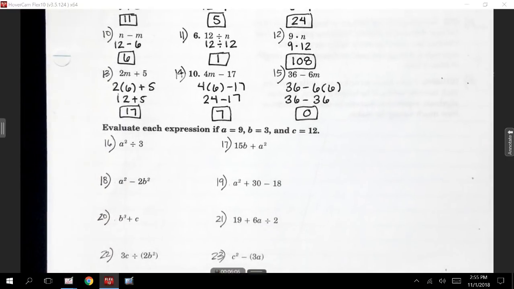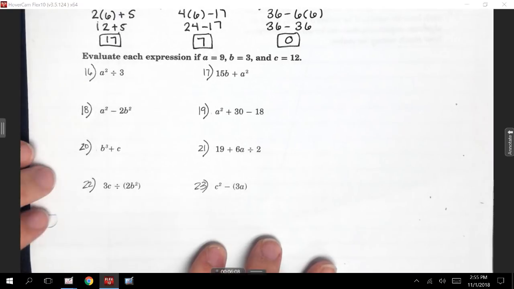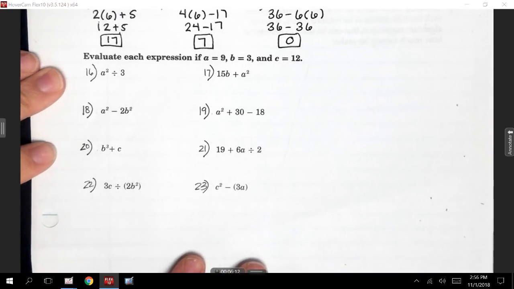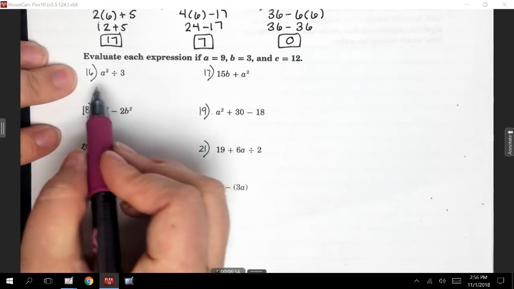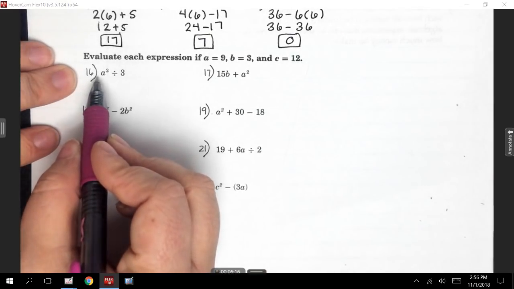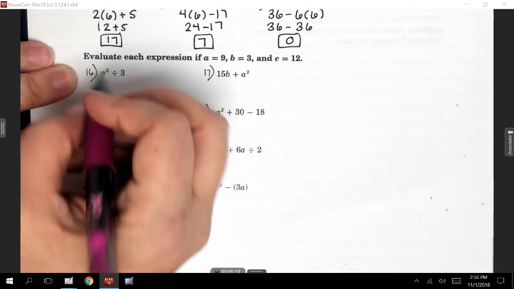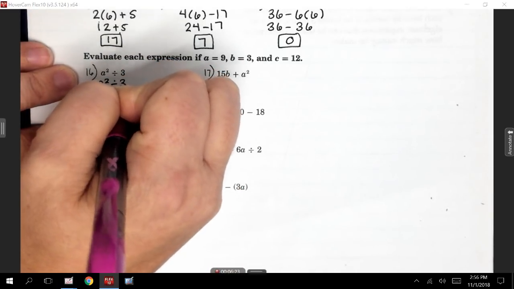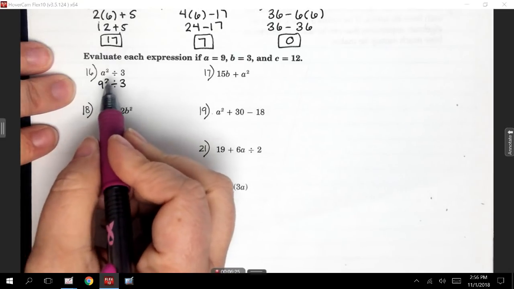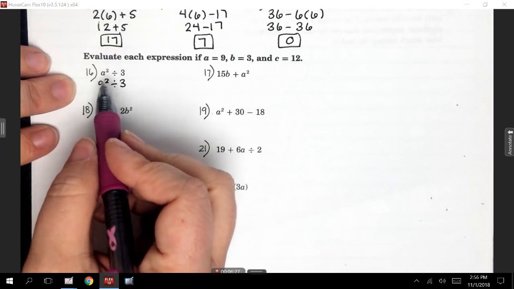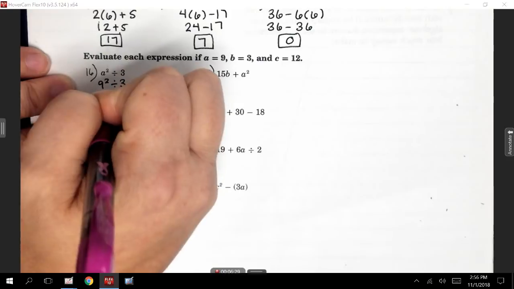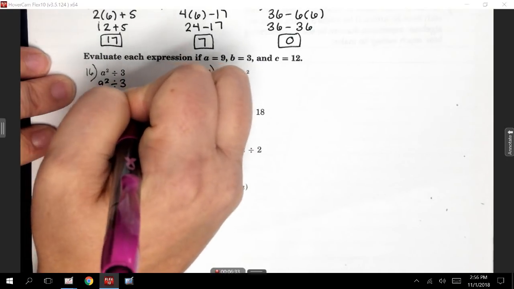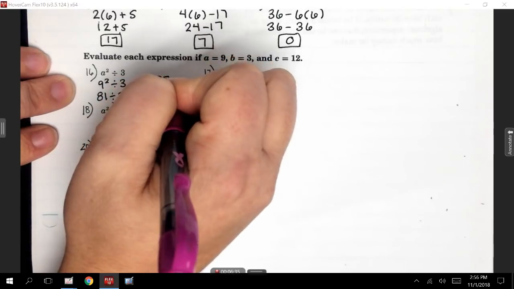All right, these bottom ones were a little bit challenging because a lot of them have those exponents, which kind of ups the difficulty. For number 16, it says a to the second power divided by 3. So I'm going to do 9 to the second power divided by 3. 9 to the second power, please remember that means 9 times 9, which gives me 81 divided by 3, and 81 divided by 3 is 27.